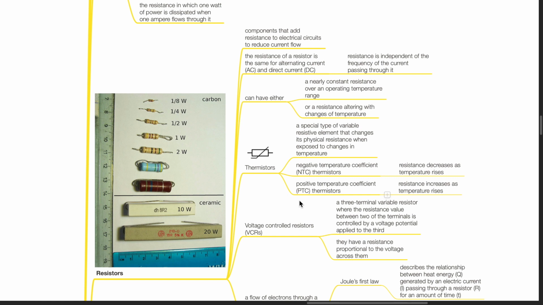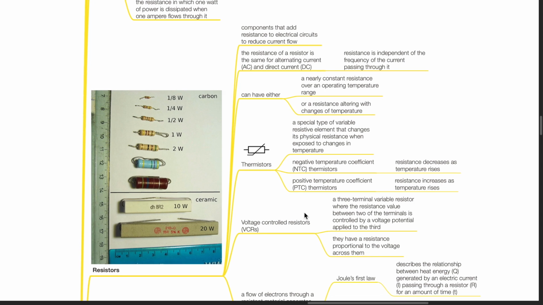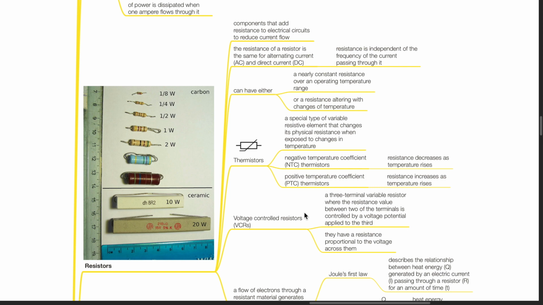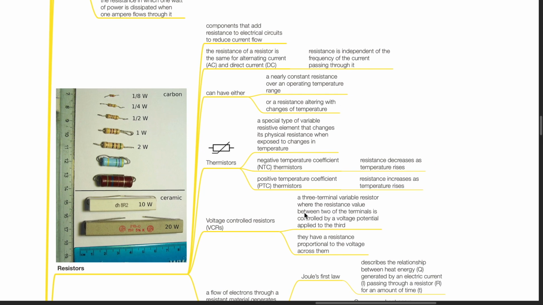Resistors can either have a nearly constant resistance over an operating temperature range, or a resistance altering with changes of temperature. A thermistor is a special type of variable resistive element that changes its physical resistance when exposed to changes in temperature. For negative temperature coefficient thermistors, resistance decreases as temperature rises. For positive temperature coefficient thermistors, resistance increases as temperature rises.